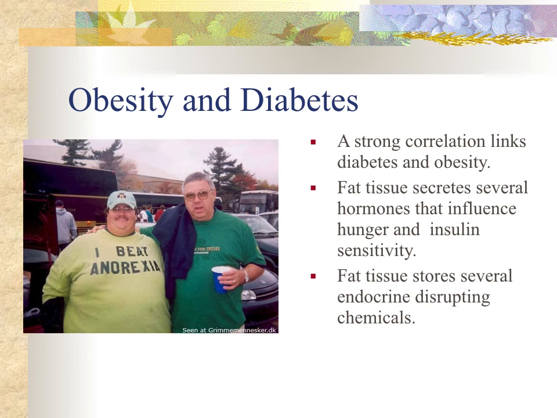A really important connection here is that there is a strong correlation between diabetes and the risk due to obesity. And we think there's possibly two reasons for this. One is that fat tissue secretes several hormones that influence hunger and insulin sensitivity. Fat can actually reduce insulin sensitivity, and so if you have a lot of fat, this is why type 2 diabetes is likely. Fat also stores several endocrine disrupting chemicals, and these tend to be higher in people that have diabetes.